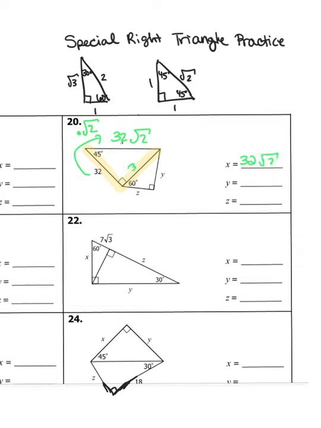This side's 32, and this happens to be my hypotenuse of the 30, 60, 90. So to go from the hypotenuse to the short leg, because remember, we're always reverting it back to the short leg. So 32 divided by 2 is 16. To go from the short leg to the long leg, we're going to multiply by the square root of 3. So that's going to give me 16 square roots of 3.